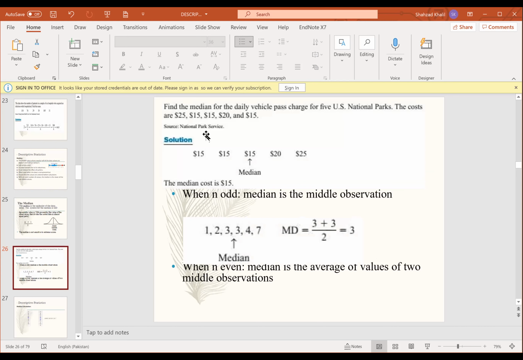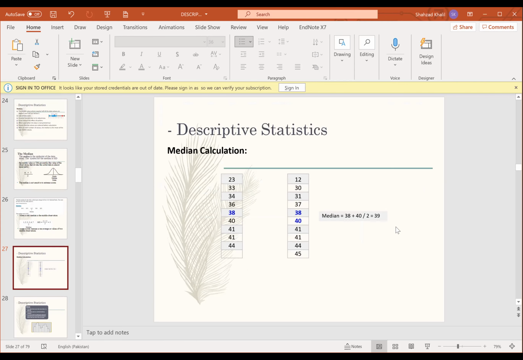These are examples. As we can see, we have 5 values, and if the data count is odd, the center one is always the median. When n is odd, the median is the middle observation. If we have an even count, then we add the middle two values and divide by 2, and then we have the observation. Same here: in the median calculation, we have the center one for odd data, and for even data we just add up the two middle values.